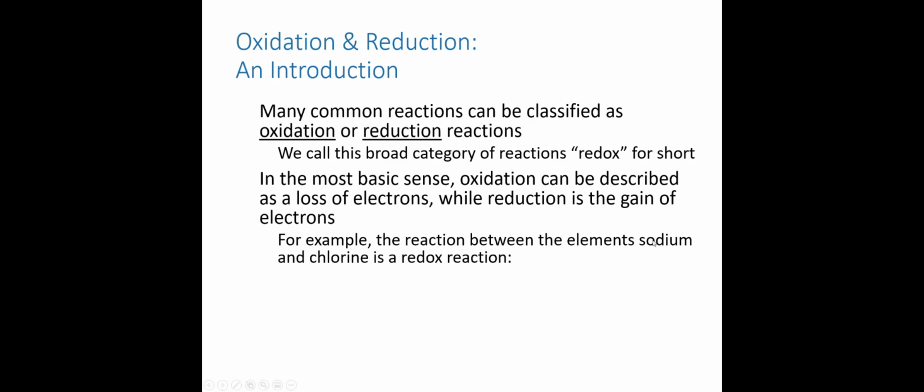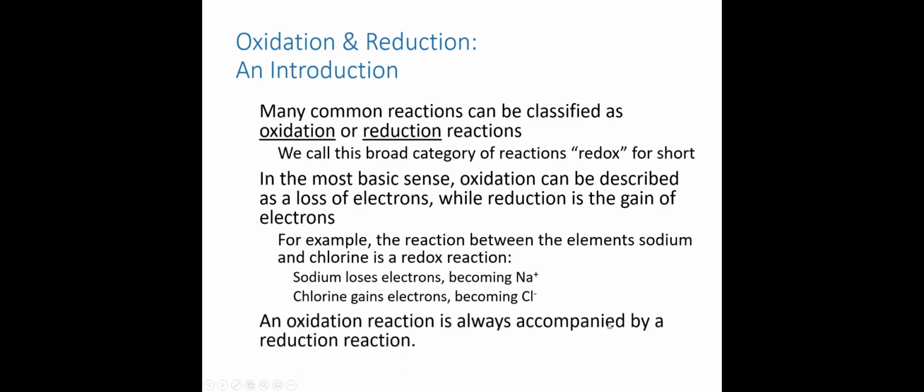So let's say we are looking at the reaction between sodium and chlorine. We know that sodium metal has a charge of 0, and we also know that as a metal, sodium would like to lose its valence electrons. So it only has one valence electron, and since it's losing an electron, we say that it is being oxidized. And on the other hand, chlorine is gaining electrons and becoming Cl-, so we see that chlorine is being reduced.